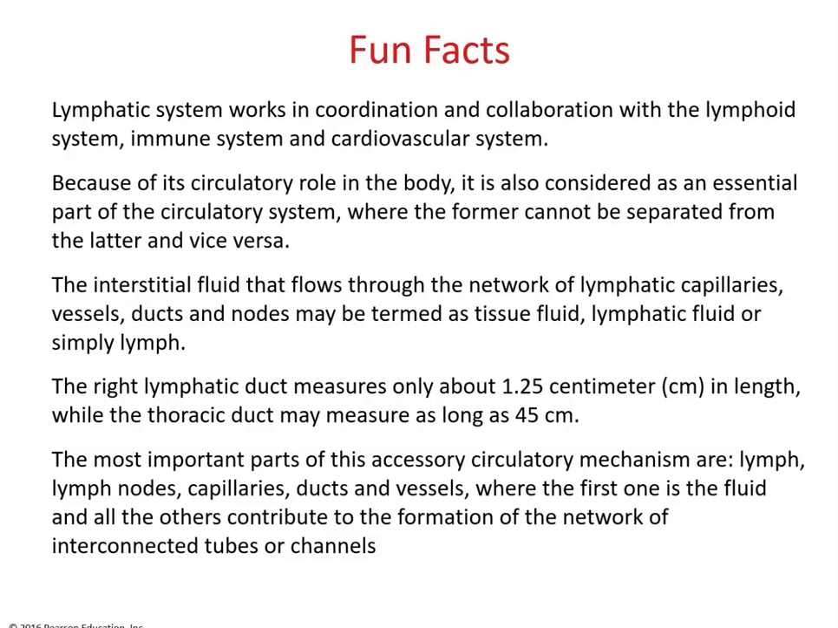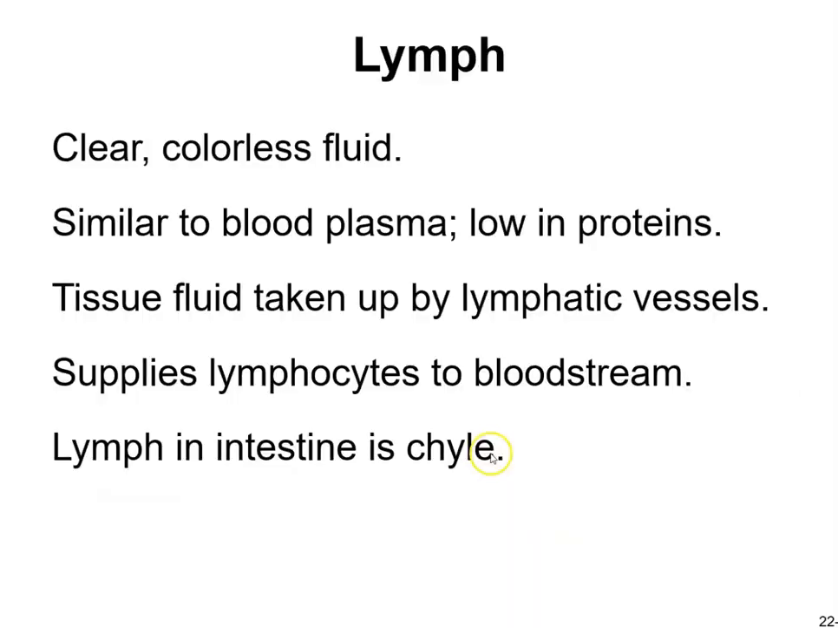The interstitial fluid that flows through the network of lymphatic capillaries, vessels, ducts, and nodes may be termed tissue fluid, lymphatic fluid, or simply lymph. So those are all interchangeable. The right lymphatic duct measures only about 1.25 centimeters in length, while the thoracic duct may measure as long as 45 centimeters, and it receives about 75% of the body's lymph. The most important parts of the accessory circulatory system are lymph nodes, capillaries, ducts, and vessels, where the first one is the fluid, and all others contribute to the formation of the network of interconnected tubes or channels. So let's dive into what it really is.